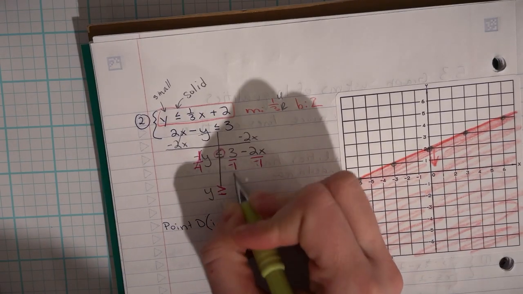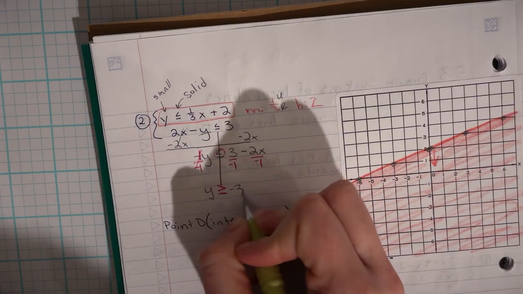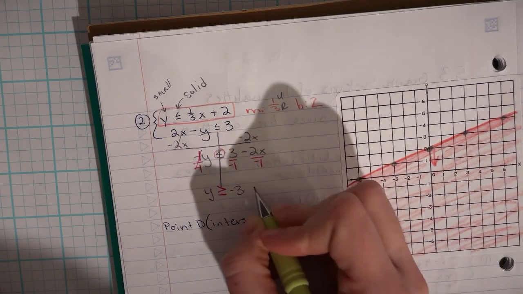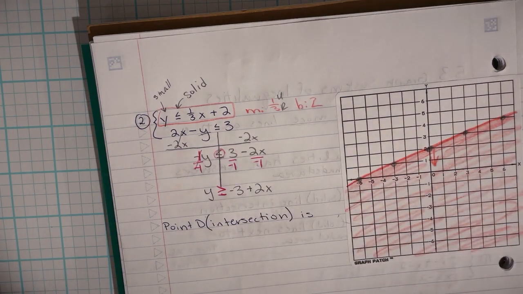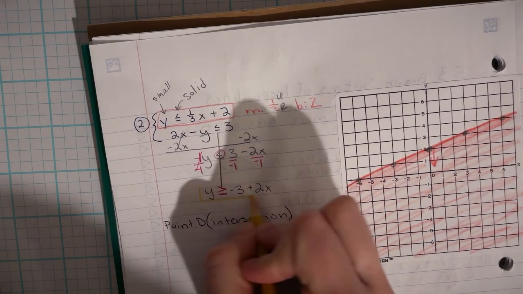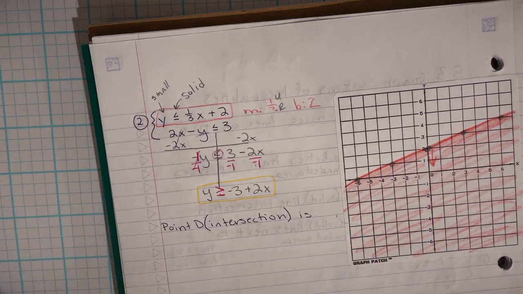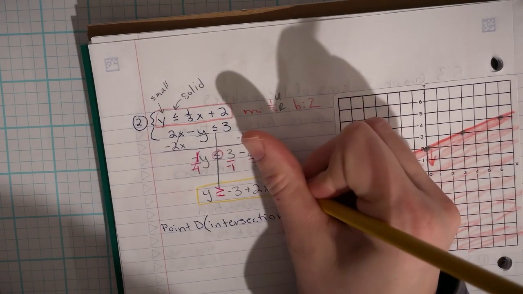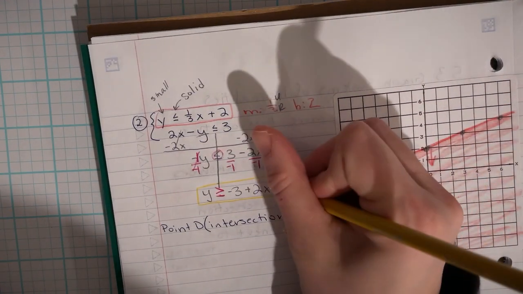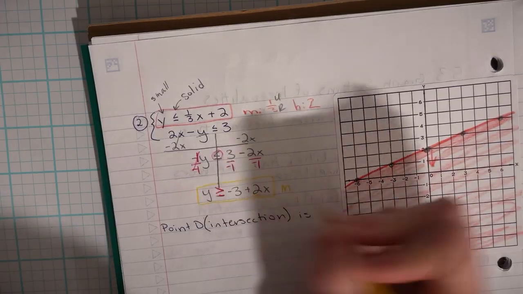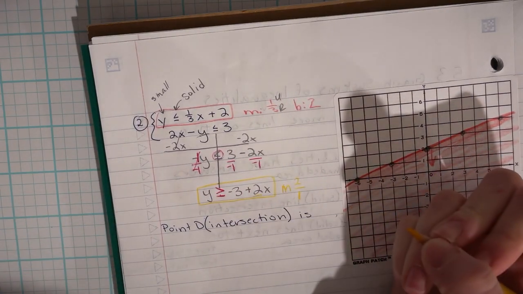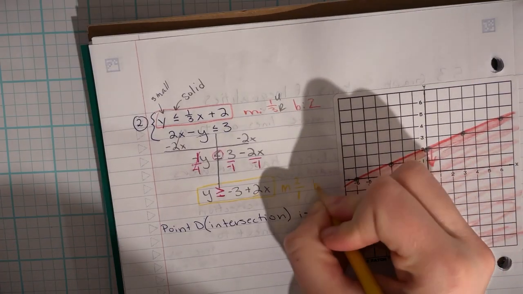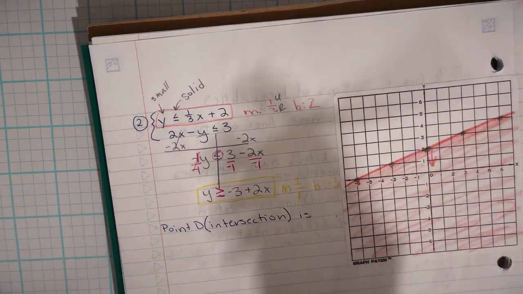So 3 divided by negative 1 is negative 3. Negative 2 divided by negative 1 is a positive 2x. So now we have, let's see if you guys can see that. Yeah, you can see that yellow. We now have our slope and our y-intercept. Our slope is going to be that 2, and I'm going to put a 1 under it. And then my y-intercept is negative 3.